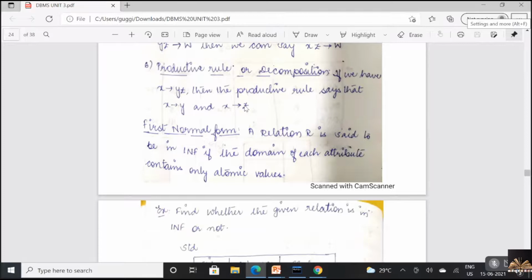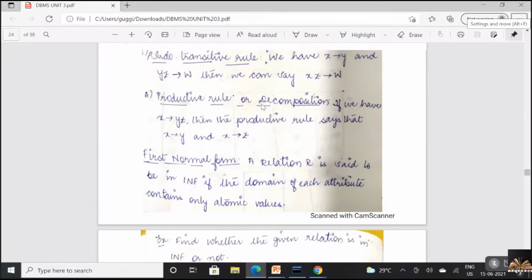Please be cautious that you cannot use the productive rule for the LHS. If I have an FD called XY implies Z, you cannot write it as X implies Z and Y implies Z. It's only for the right side. X implies YZ gives me X implies Y and X implies Z.